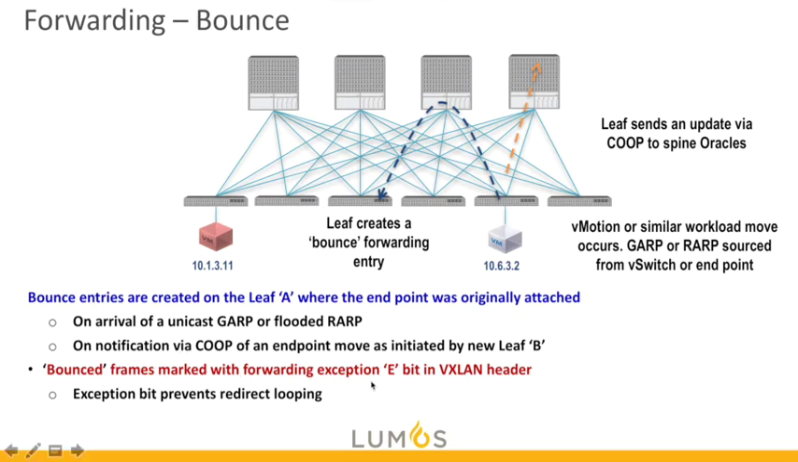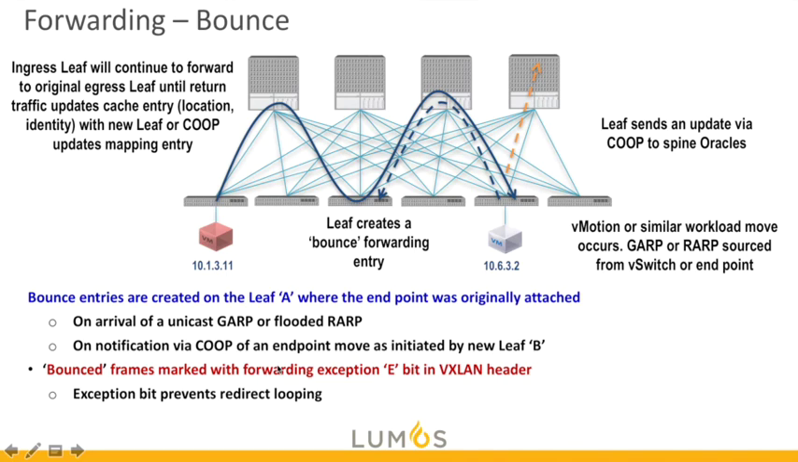Bounce frames are marked with an exception bit in the VXLAN headers, so that helps us prevent redirect looping. The ingress leaf will continue to forward packets to the old egress leaf until we've received the update. So we might send it to the old leaf, but the old leaf has the bounce entry, so it'll get forwarded up to the correct leaf. And then eventually, and I say eventually, this happens within a second or two, all of the proxy tables will be updated on the spines, and the leaves will have their entries updated as well. So this should minimize any packet loss when doing vMotion.